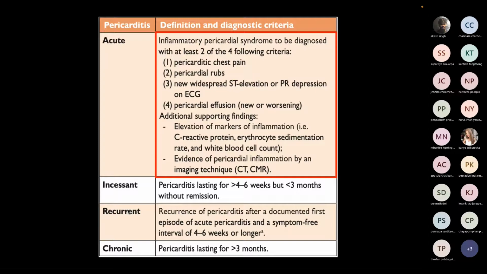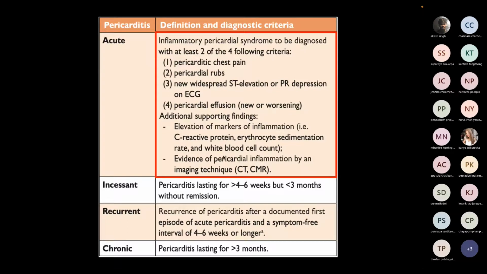So for clinical diagnosis, right, there's a few definitions, but for acute pericarditis, there should be at least 2 out of 4 of the following criteria. So the first one would be pericarditic pain or pericardial rubs, which is when you listen to the heart using a stethoscope and you can hear a rubbing sound, sometimes described as walking on the snow. Third is widespread ST elevation or PR depression on EKG. And lastly, pericardial effusion, which should be new or worsening, as in getting larger.